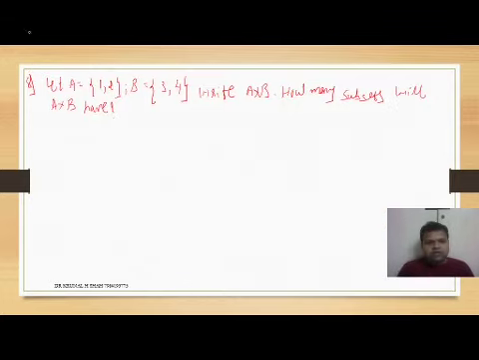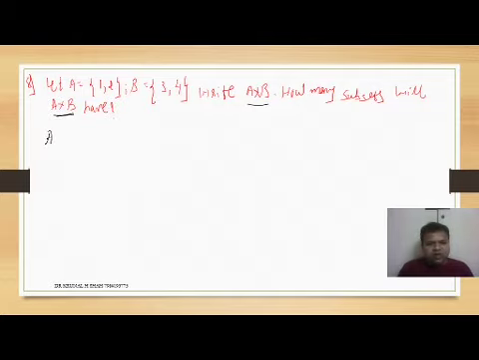The next one. Let A equals {1, 2}, B equals {3, 4}, write A cross B. First, what I want to write? I want to write here A cross B. How many subsets will A cross B have? A cross B के कितने subsets होंगे? That I want to find.